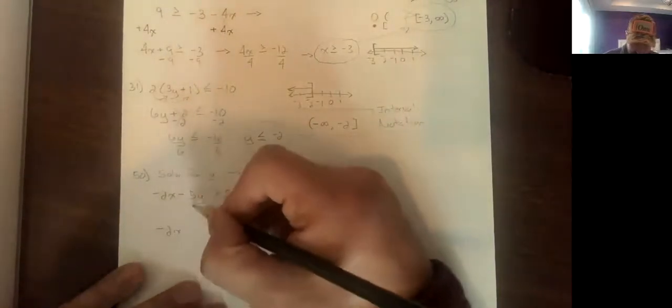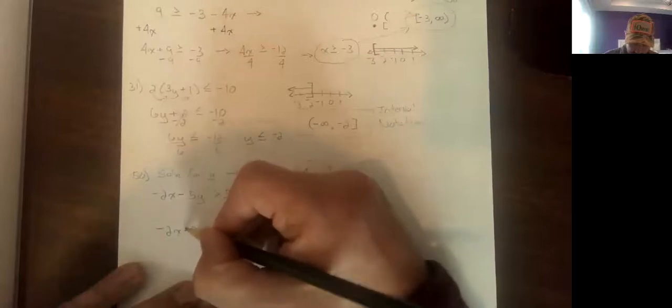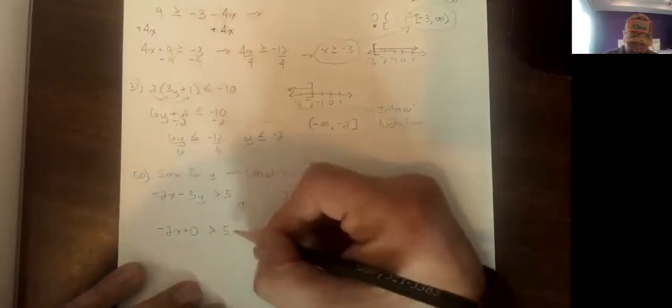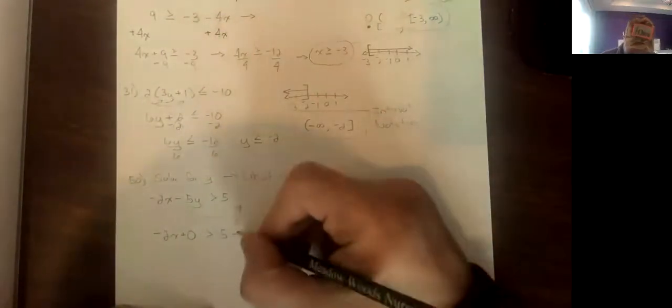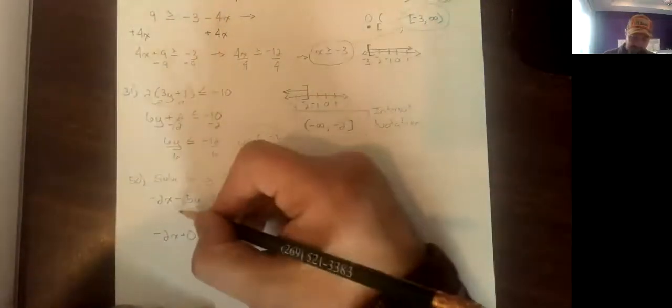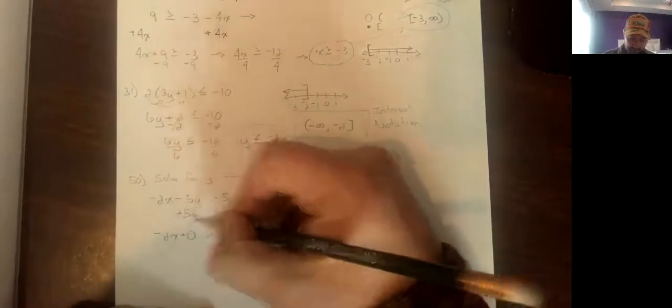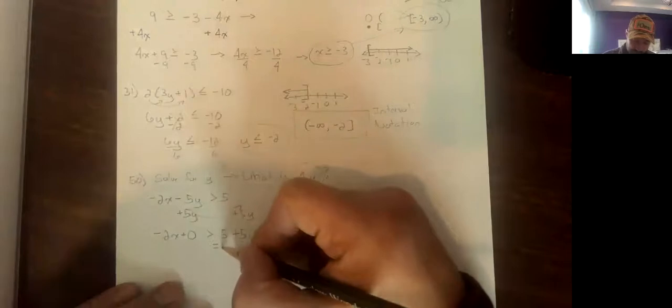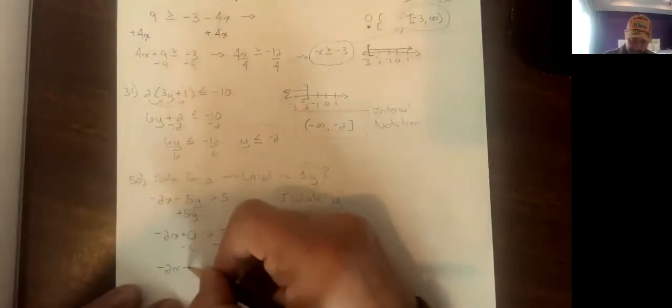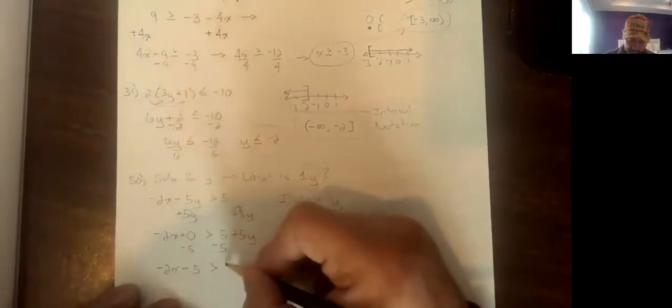So I have negative 2x. I subtract y. I have 5 minus 5y. I just moved it. Whoops, sorry, 5 plus 5y. I just moved it over here. I said, okay, I'm going to move the y. So plus 5y plus 5y. Now, I can subtract my 5. So I have negative 2x minus 5 greater than 5y.